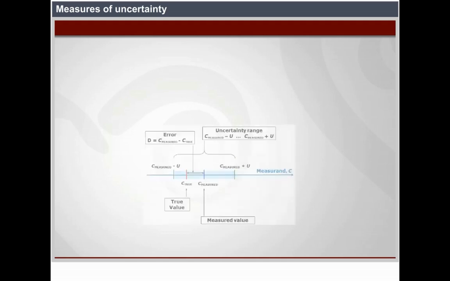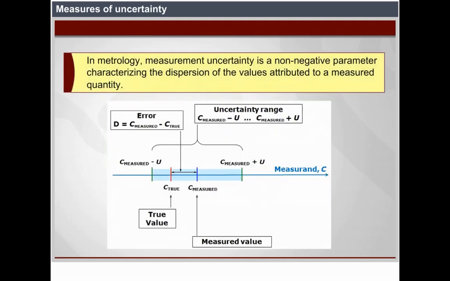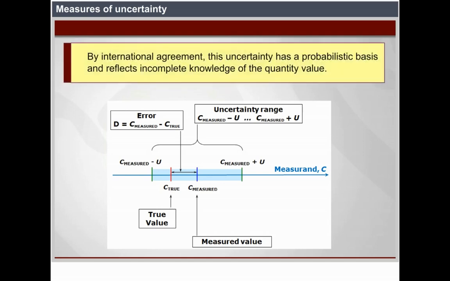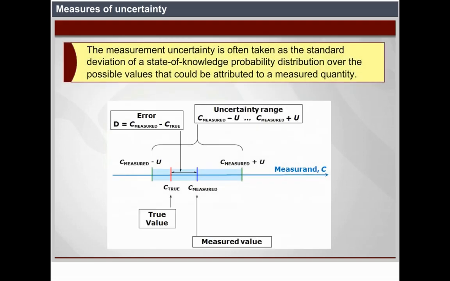Measures of uncertainty. In metrology, measurement uncertainty is a non-negative parameter characterizing the dispersion of the values attributed to a measured quantity. All measurements are subject to uncertainty and a measurement result is complete only when it is accompanied by a statement of the associated uncertainty. By international agreement, this uncertainty has a probabilistic basis and reflects incomplete knowledge of the quantity value. The measurement uncertainty is often taken as the standard deviation of a state of knowledge probability distribution over the possible values that could be attributed to a measured quantity.